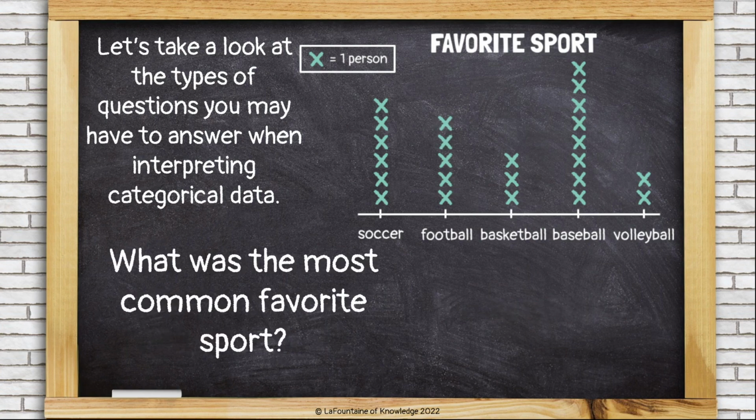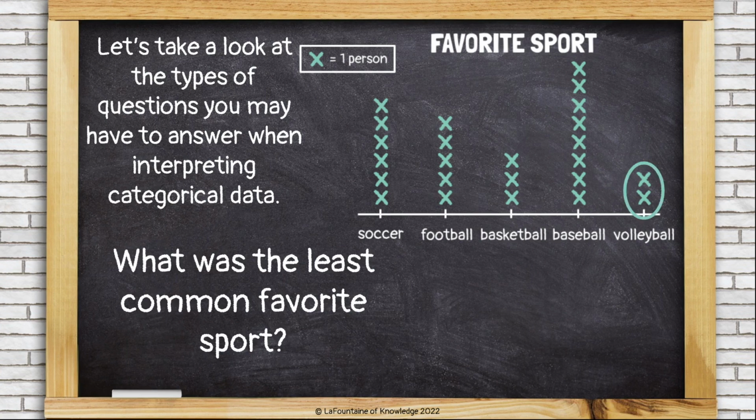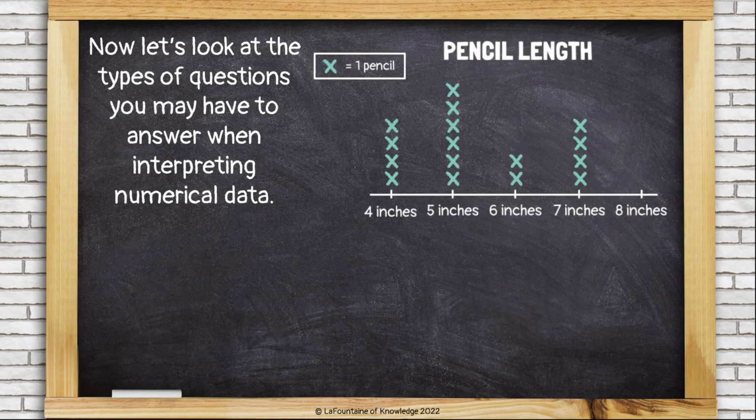What was the most common favorite sport? I can tell this just by looking at my graph. I can see that baseball clearly has the most X's, and they create a column that reaches higher than any of the other categories. So baseball was the most common favorite sport. What was the least common favorite sport? Once again, I can see that volleyball has the fewest X's because they are the lowest of all of the categories. Volleyball was the least common favorite sport.